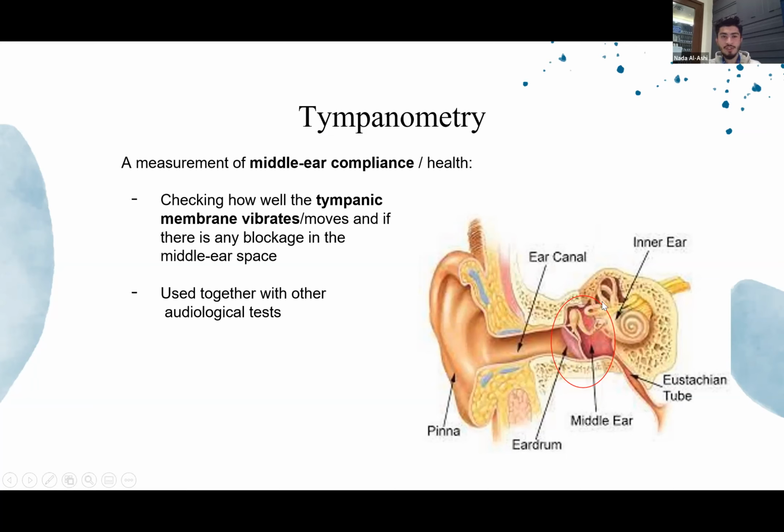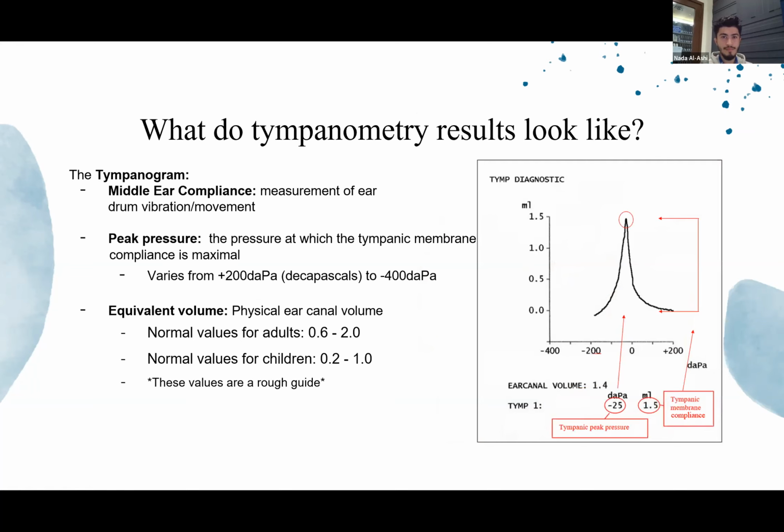Tympanometry checks how well our tympanic membrane or our eardrum is moving, and if there is any blockage within this middle ear space. And we use tympanometry results together with our other audiological tests to come to a good conclusion. So what do tympanometry results look like? Over here we have a graph, which is a classic tympanogram, or what a tympanometer, the machine, would show us when we do tympanometry.